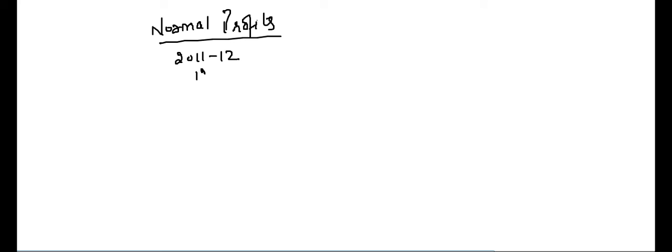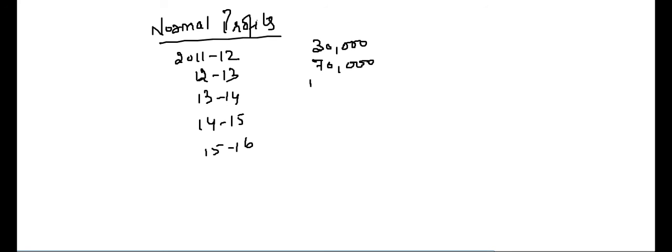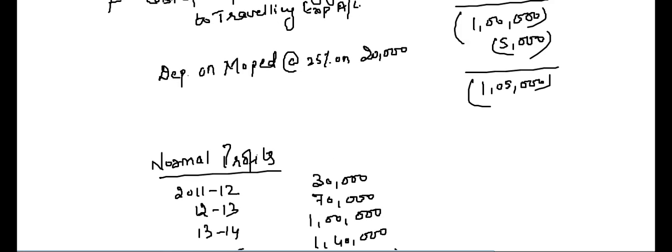Now let's see normal profits. Right? We are given the profits from 2011-12, 12-13, 13-14, 14-15 and 15-16. We have profits as 30,000. Right? Then a profit of 70,000. Then a profit of 1 lakh. Then a profit of 1,40,000. And then there is a loss of 1,05,000 and not 1,20,000 after the rectification of this moped.